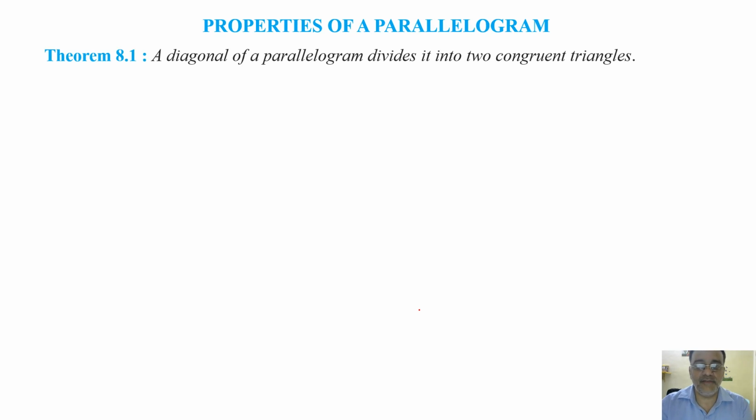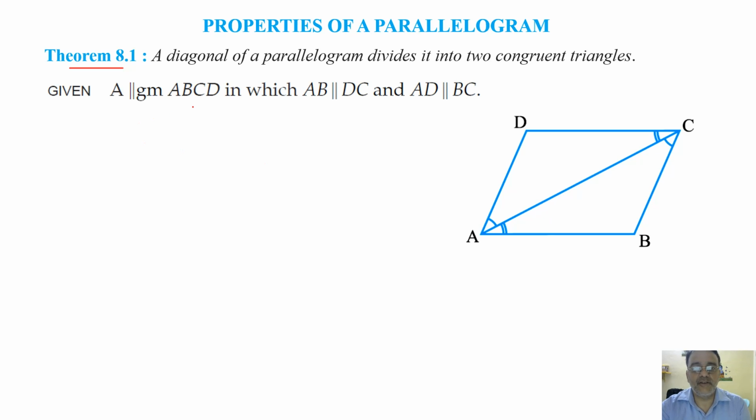Properties of parallelograms, all the properties are given in the form of theorems, so let us quickly recapitulate. The first one is, a diagonal of a parallelogram divides it into two congruent triangles. So we are proving the theorem. So we will write given and to prove. If any construction is there, construction along with the diagram, then we will prove. Okay. So first of all, a parallelogram ABCD in which AB is parallel to DC and AD is parallel to BC, it is given. Okay, and what we have to show, these two triangles are congruent.